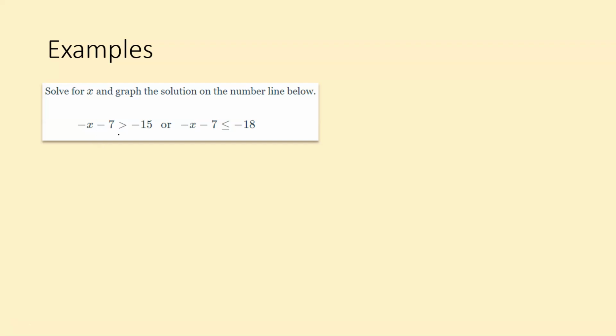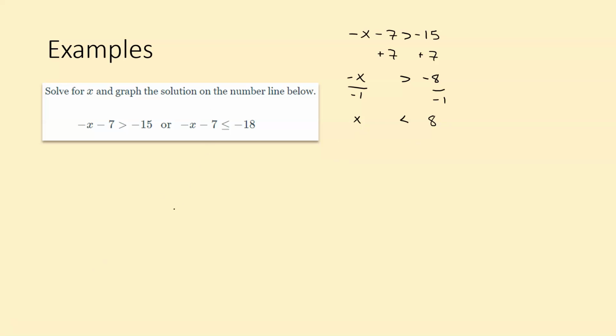Negative x minus 7 is greater than negative 15. This is how I would solve that. First, I would add 7 to both sides, and I'd have negative x is greater than negative 8, and then I would divide both sides by negative 1, where I would get x is less than 8. Remember, if you divide both sides by a negative number, you have to flip your inequality sign. That's why I went from greater than to less than. So x is less than 8 is going to be part of my solution.